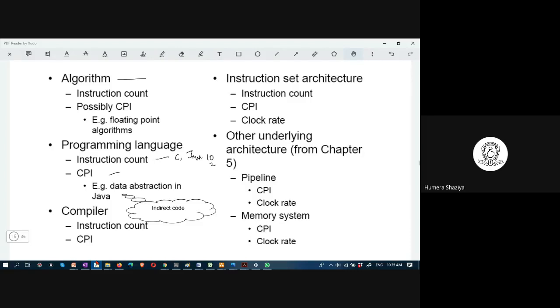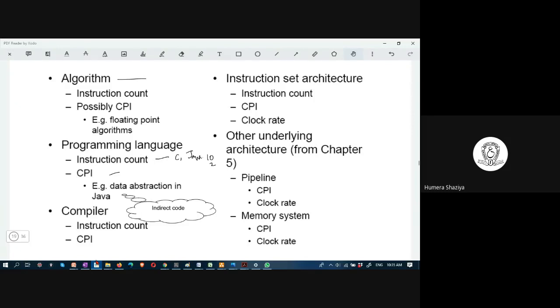If there is some indirect code included in the instruction, the number of cycles to execute would be more. So, the number of cycles per instruction could be reduced if you have direct and short code lines.